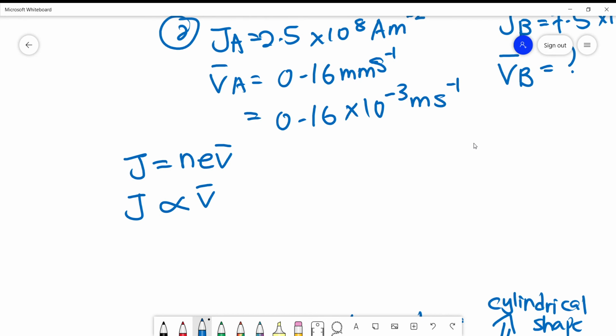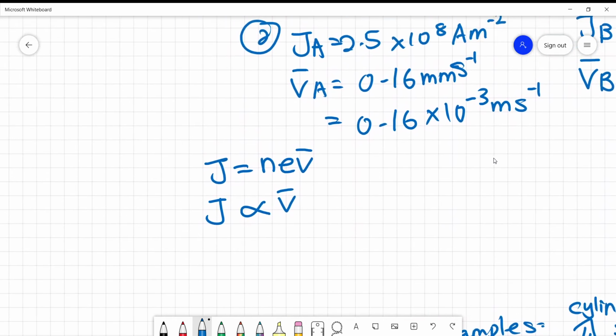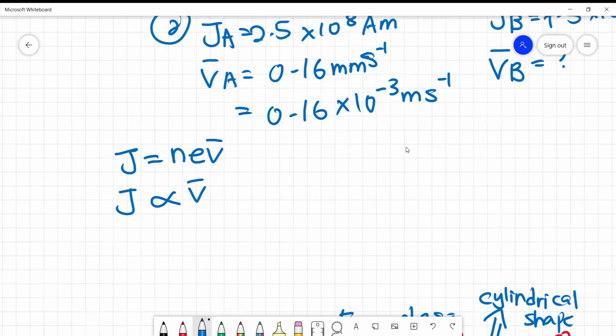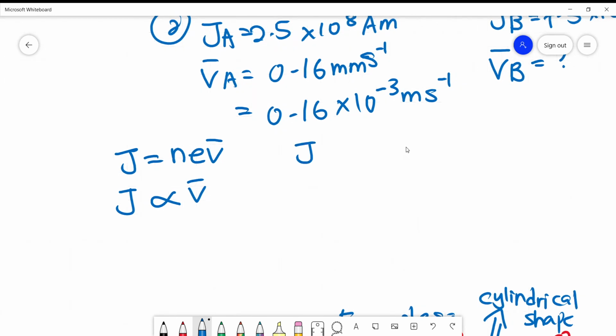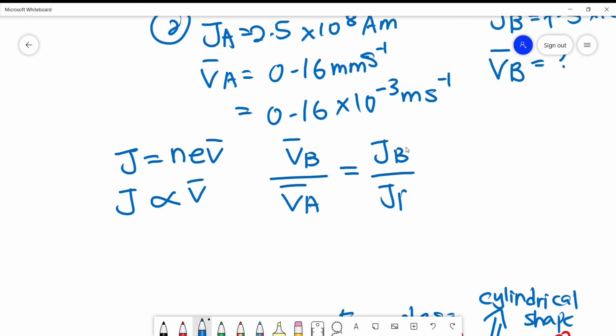So this is actually the express relation between the drift velocity and the current density. So if we have the relation here, what we can do is find out the drift velocity for the wire B. We need to use this equation: VB over VA equals JB over JA. VB is the one that we need to find.